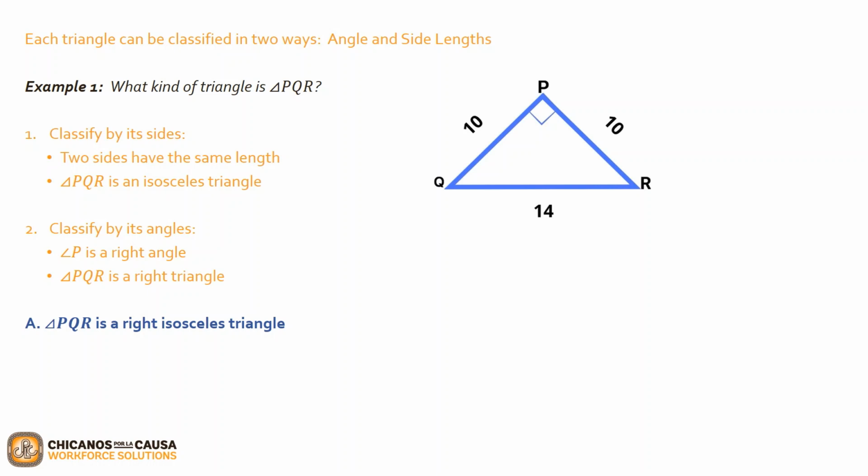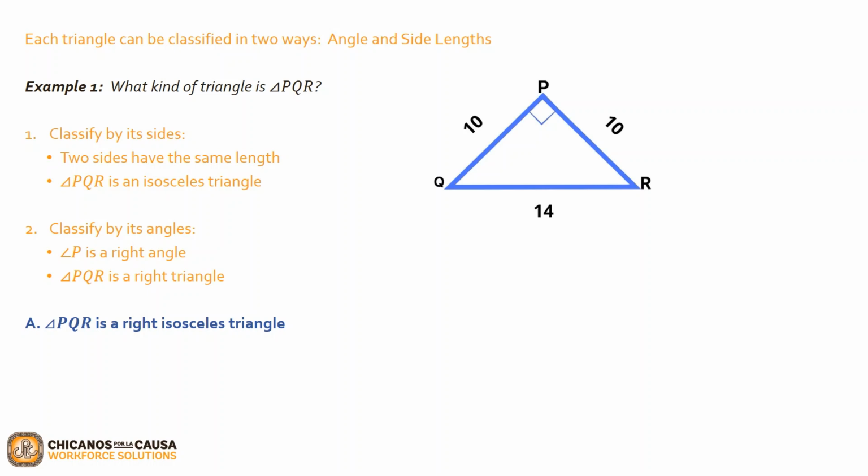So we're going to classify it first by its sides. With its sides, we have two sides that are the same. So they are the same length. They both equal 10 centimeters each. So we can determine that triangle PQR is an isosceles triangle. Remember, an isosceles triangle has two sides that are equal in length.